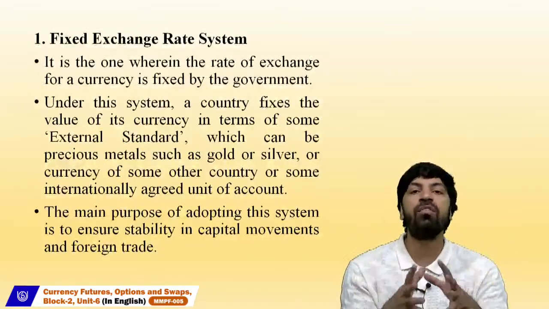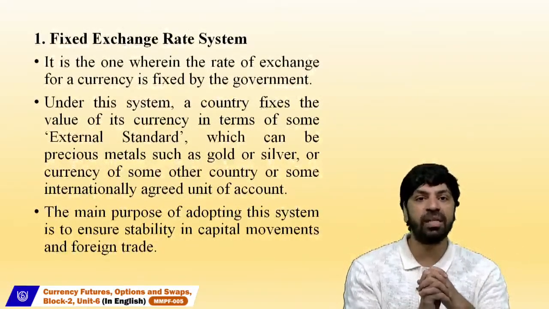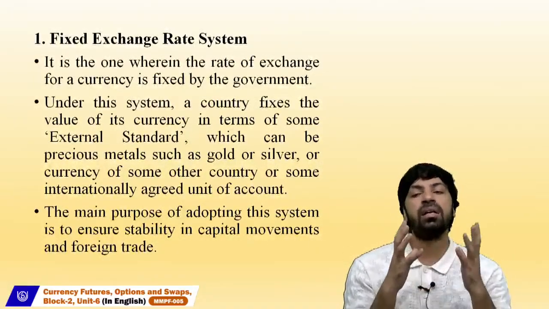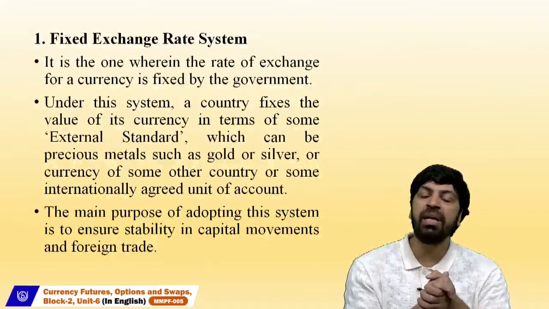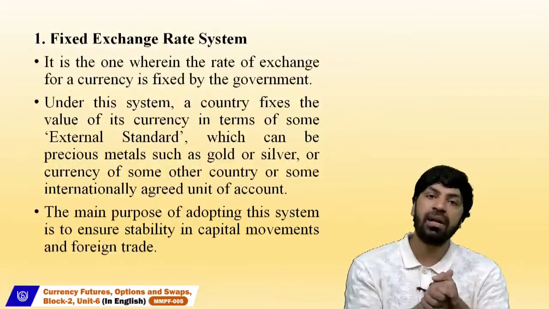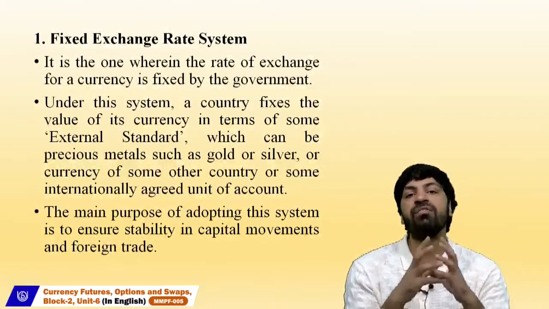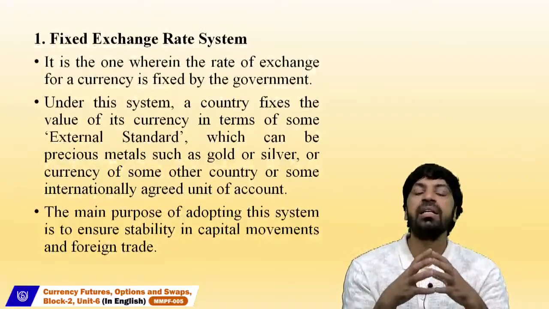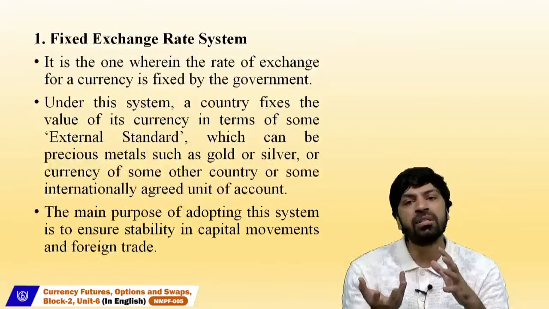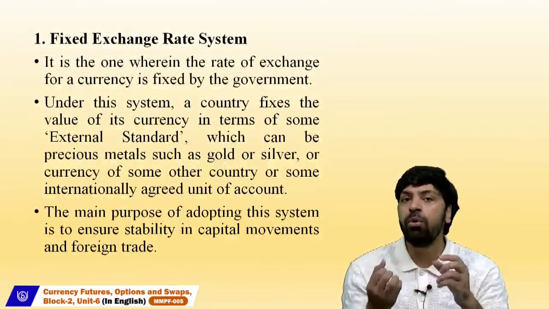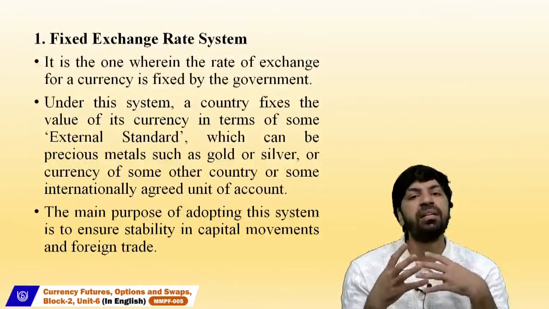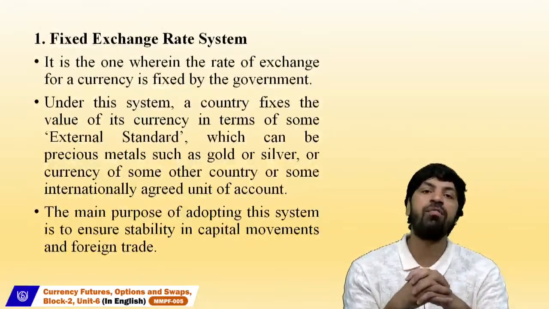Let's have an overview of these two types of exchange rate system. The fixed exchange rate system is the one where the currency is fixed by the government, and the government has full control to decide the value of the currency. Under this system, a country fixes the value of its currency in terms of some external standard. It could be a precious metal, gold or silver, or the currency of any other country, or some internationally agreed unit of account as well.